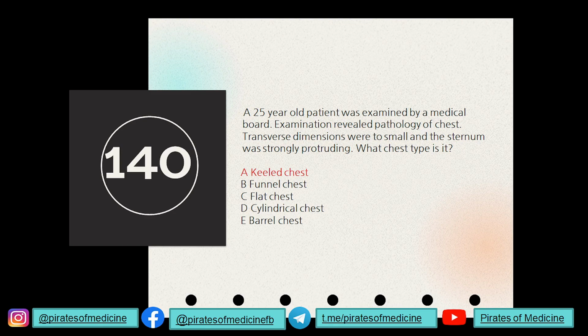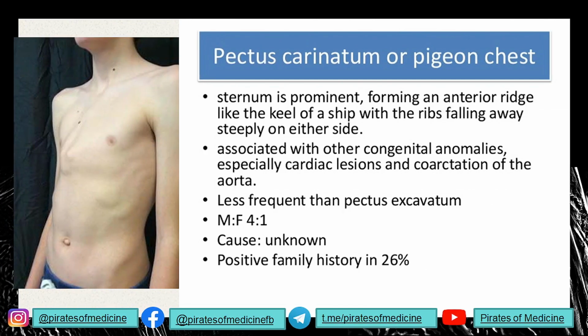So let's talk about pectus carinatum, or pigeon chest, or protruding sternum. In this you can see the sternum is prominent and protruding outwards, and it forms an anterior ridge like the keel of a ship. So this is called a keeled chest. Correct? The keel, the front portion of the ship. You can see this is pectus carinatum, or pigeon chest, or keeled chest.